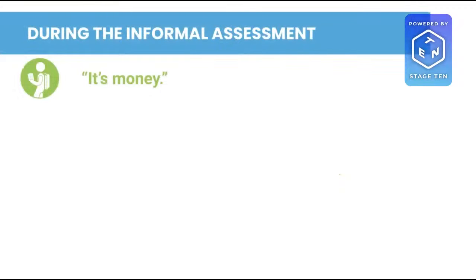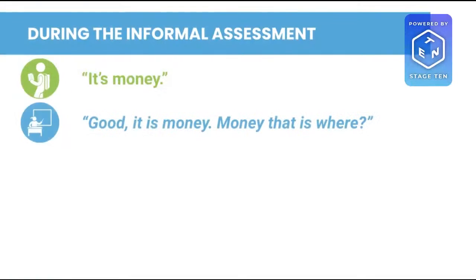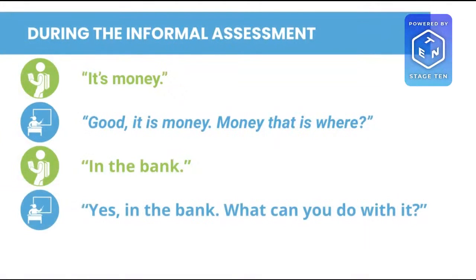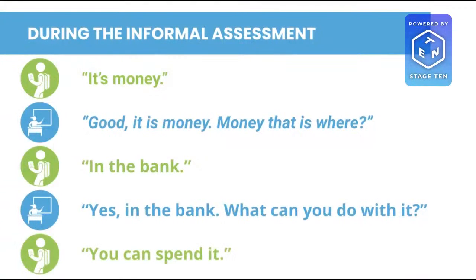Because of Drew's low motivation, he may only provide a partial answer. The teacher will need to prompt him to expand on his response. The teacher can prompt him by asking a follow-up question. Once Drew says, "It's money," the teacher can say, "Good, it is money. Money that is where?" Drew may still only provide a partial answer, just saying, "In the bank." Again, the teacher can verbally prompt Drew to extend his response by saying, "Yes, in the bank, and what can you do with it?" Then Drew provides the final part of the definition, saying, "You can spend it."